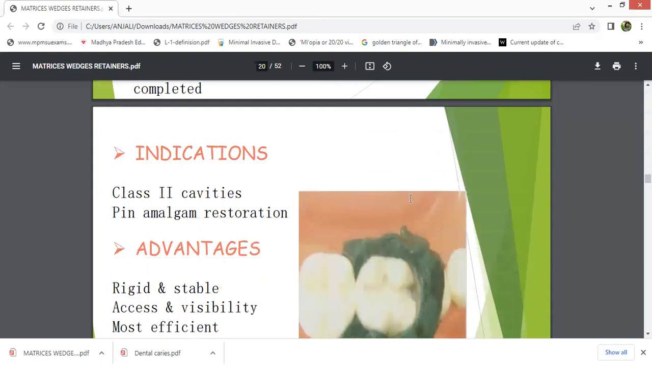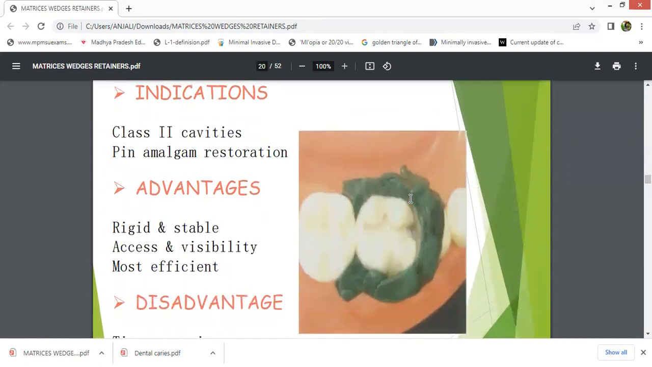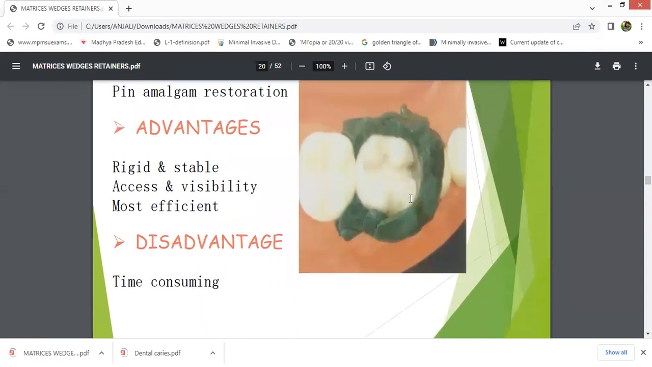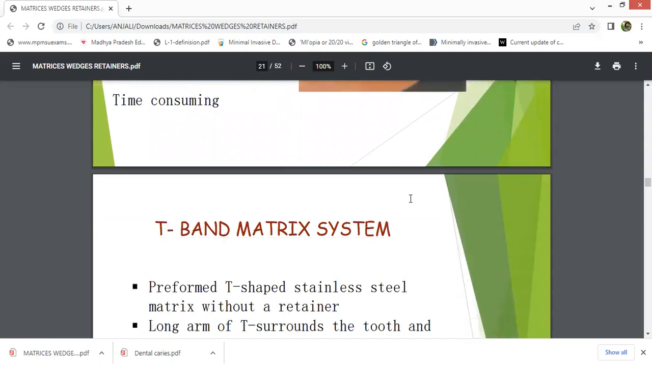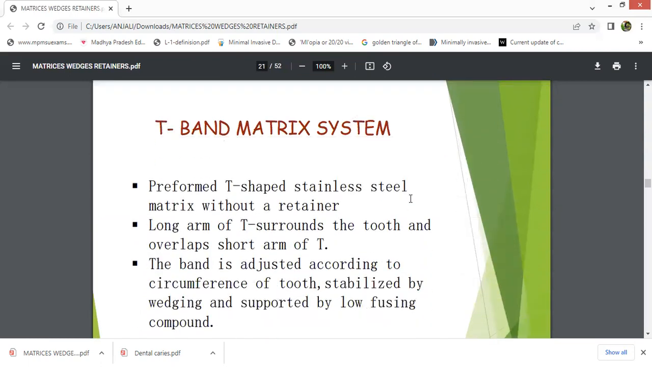Next one है indication क्या है? तो indication is class 2 cavities with pin amalgam restoration. Advantage क्या है? Rigid and stable, access and visibility is more efficient. Disadvantage: time consuming. Next one is T-band matrix system.